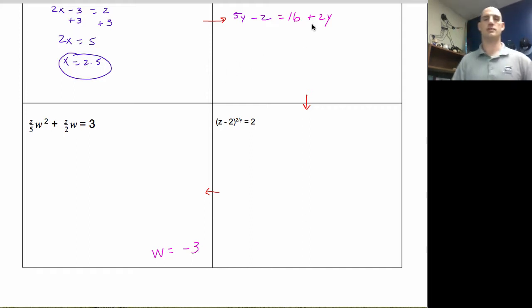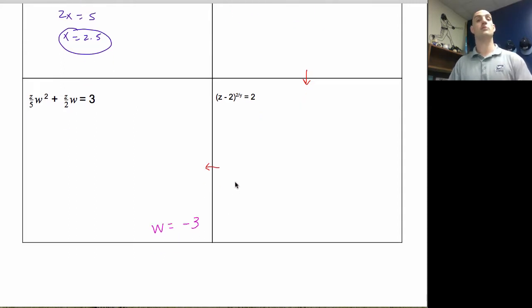Okay, so when you get done, you're going to take the answer to this one, plug it in here. Take the answer to this one, plug it in here. You should end up with w equals -3.